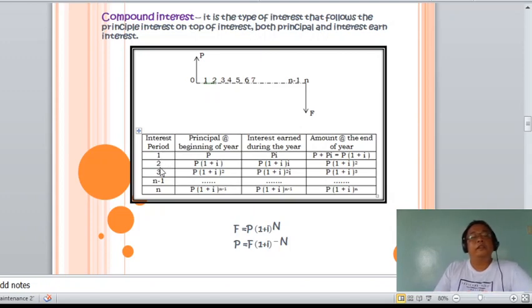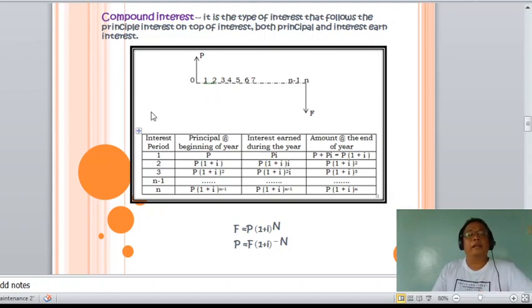During the second year, again, the principal amount during the second year is, of course, equal to the future amount during the first year, which is equal to P multiplied by 1 plus I. Okay. Again, at the end of the second year, this principal will earn an interest equivalent to P multiplied by 1 plus I multiplied by I.